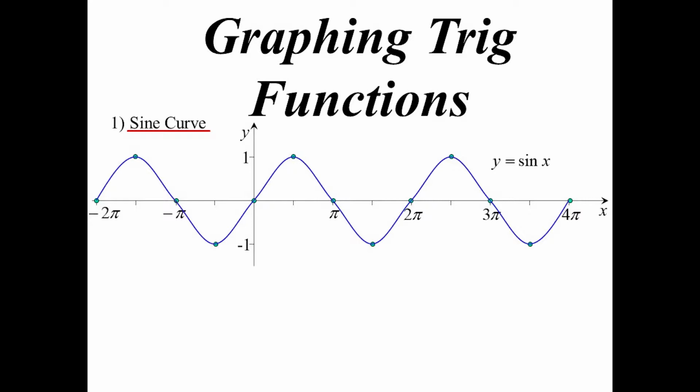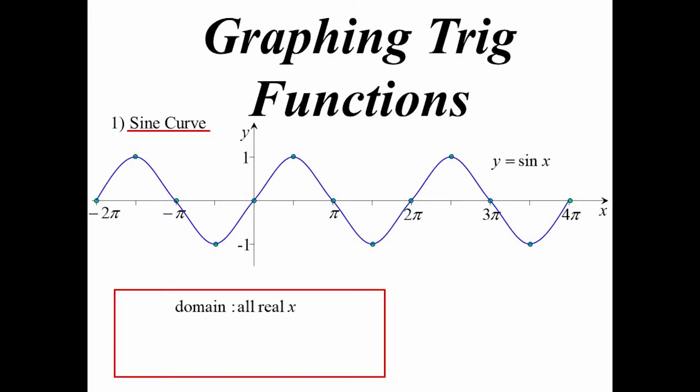What can we tell from this graph? Well, the domain's all real x, there's no breaks in the graph at all. The range though, it's only going in between -1 and 1. It's an odd function, so I can see the rotational symmetry. So therefore, I know that the sine of negative x must equal the negative sine of x, so that could come in handy when we're playing with trig identities and things like that.